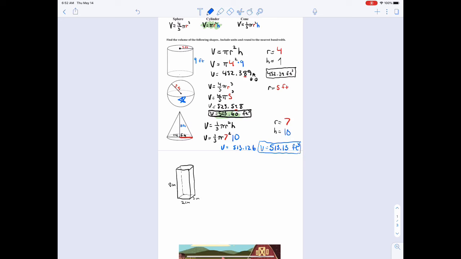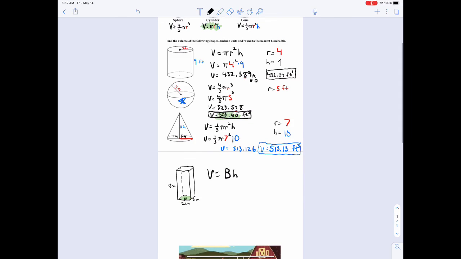All right. Real quick here. Last one, just to recap how we calculate the volume of a prism. Volume equals the area of the base times the height. So that's this right here, the B. That's your B right there. So B equals 2 times 3. B equals 6. And then we can plug that in. So 6, the height is right here. That's 8. So volume equals 48 centimeters cubed.